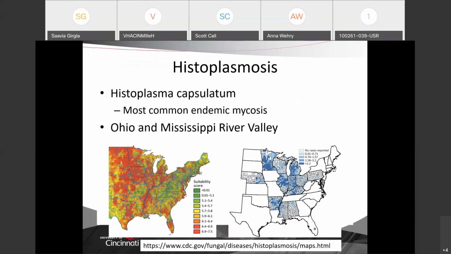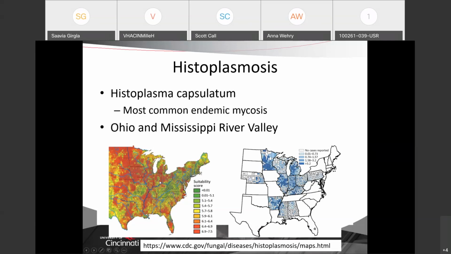Histoplasma is the most common endemic fungi within the United States. If you've not seen histo in this area, you have not been looking hard enough for it unless you've not been here very long, because we see histo all the time. It's in the Ohio and Mississippi River Valley. You can see here, this is where we are.